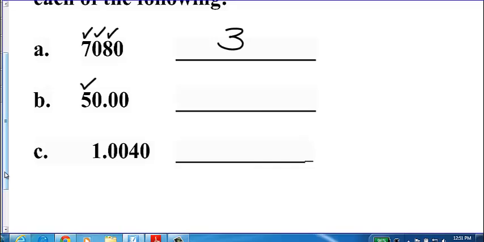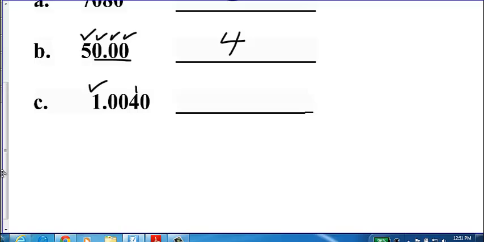So the 5 is not a zero, it counts. All 3 of these zeros are trailing zeros. They're after the non-zero digit. There is a decimal point in the number, so they all count. There are 4 sig figs, okay? The 1 counts, the 4 counts, the captive zeros always count, and the trailing zero counts because there's a decimal point in the number. So this has 5 sig figs.